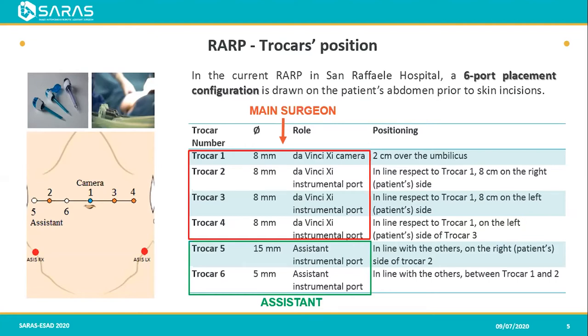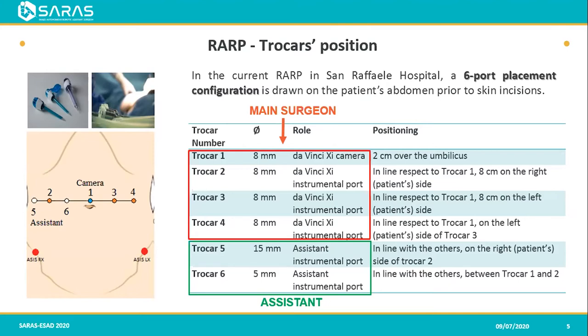Regarding the surgical procedure, it's important to understand the trocar positioning and surgical instruments used. There are many options to insert the trocars in patients' abdomen, as studied from literature reviews, but we analyzed the current practice carried out at the hospital. 4 metallic robotic trocars are used by the robotic arms of the first surgeon, and 2 assistant trocars are used for laparoscopic instruments by the assistant surgeon.